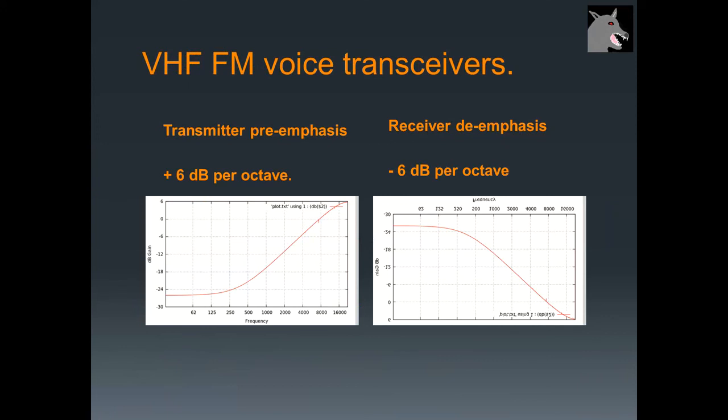Now, FM voice transceivers have something called preemphasis. And what that does is it boosts the amplitude of the higher frequencies. And then on the receiving end, the receiver has a low-pass filter to reduce the amplitude of the higher frequencies. This is supposed to reduce noise. And it might be good for voice, but it's really, really bad for modems.